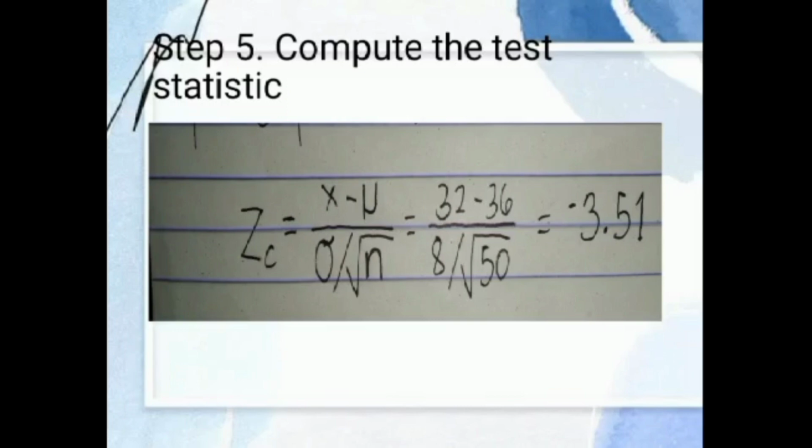So 32 minus 36 is equal to negative 4. The result is negative 4 divided by 1.14, which equals negative 3.51.